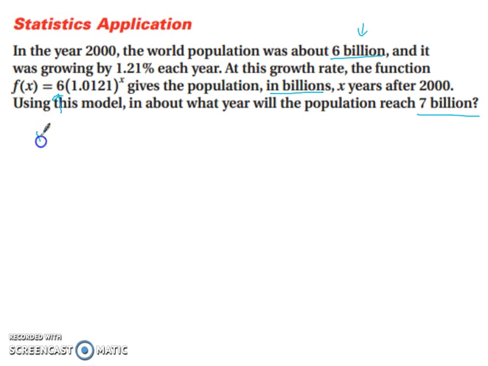So you're going to hit your y equals button on your calculator, and then under y1, you're going to type in your 6 times 1.0121 to the x power, because that's what we're actually trying to find. We want to know what this x value is when our y value is about 7 billion. So we're going to use our table of values. So once you enter this in, you're going to hit second and then graph.